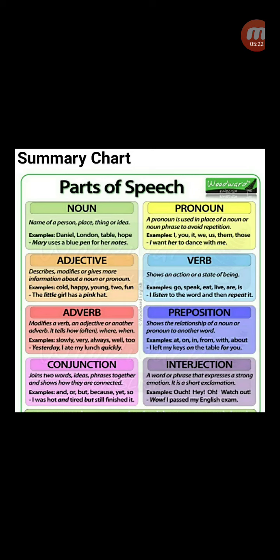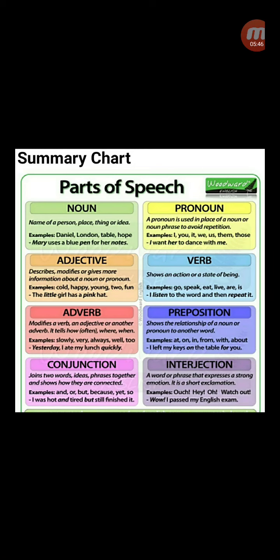Now, suppose if you remove preposition like on and for, just read the sentence without these two words. It will not sound proper. I left my keys, the table you. So, preposition imparts meaning to your sentence.